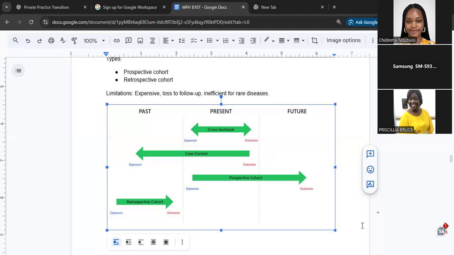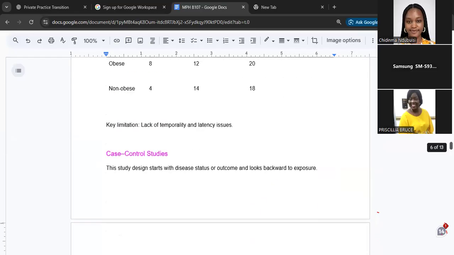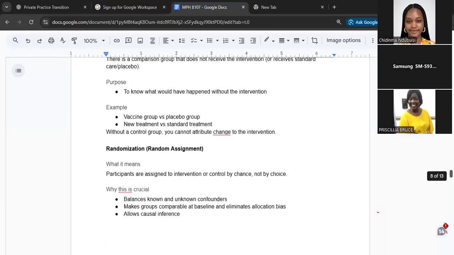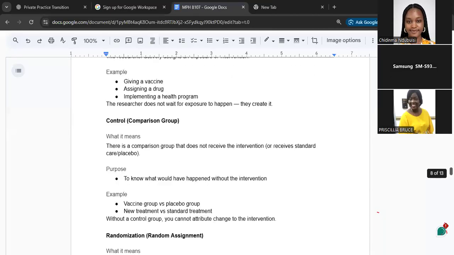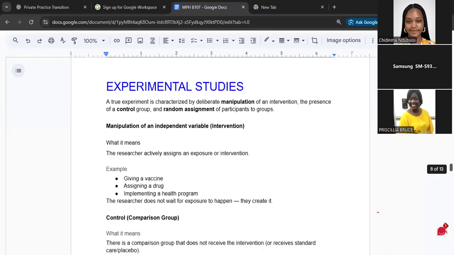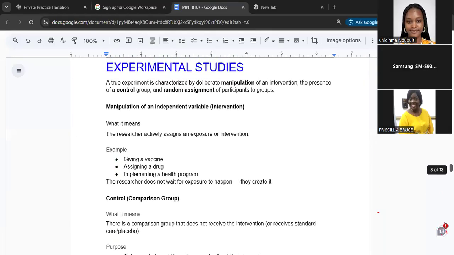Okay, so let me see. This is already 9. Let me see what else we can cover. I was hoping that we could finish all of this today, but I also did not want to rush through it, because finishing it without us having a clear understanding really won't do much for us.